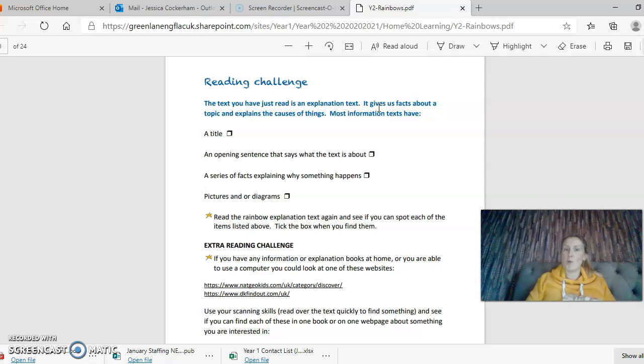So the text would always have a title, an opening sentence which tells you what the text is about, and some facts that tell you why something's happening, and they might have some pictures and some diagrams. So what I would like you to do is reread that information that's in front of you and see if you can find a title, an opening sentence that tells you what it's about, some facts that explain why something happens, and the pictures and diagrams, okay?